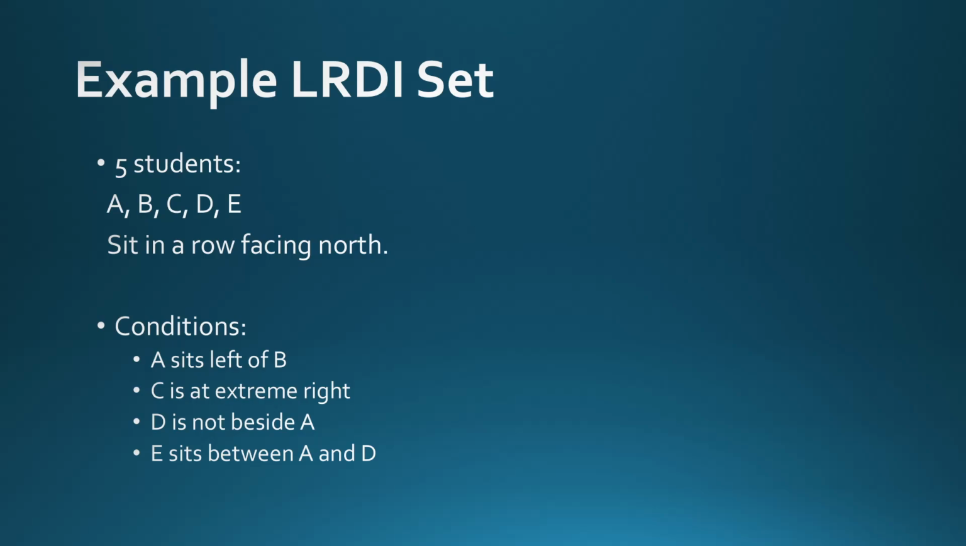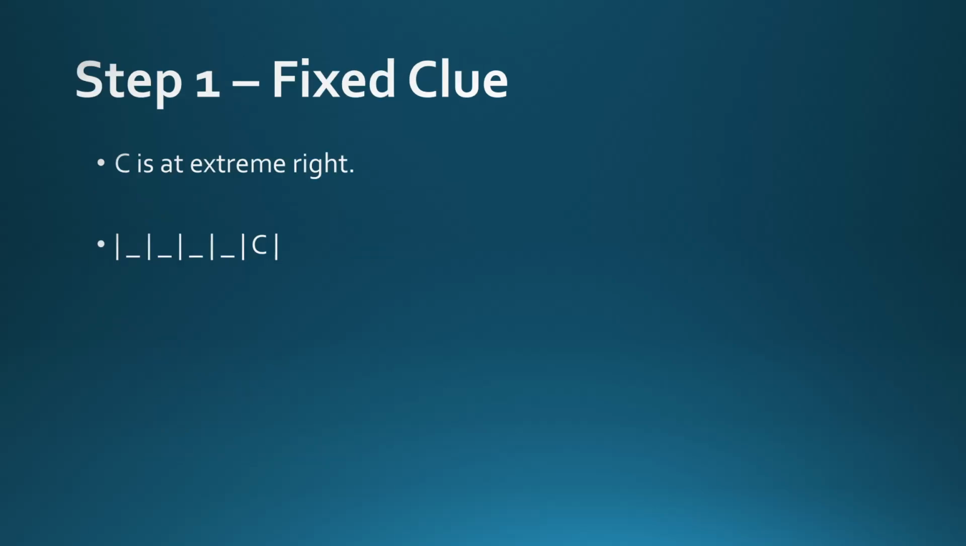So 5 students A, B, C, D, E sit in a row facing north. Conditions given are: A sits left of B, C is at extreme right, D is not beside A, E sits between A and D. Okay, so let's solve it step by step. Always start with fixed positions. So it's given C is at extreme right. So you can see in the slide, if we do the arrangement, it will be like this: 4 places are empty to the left and C is at the extreme right.